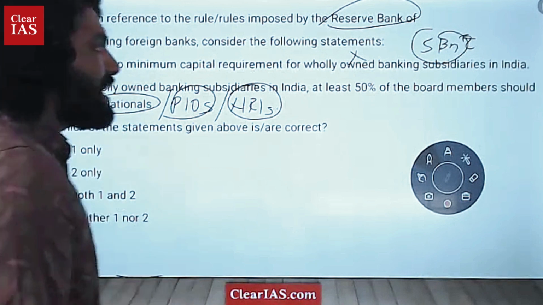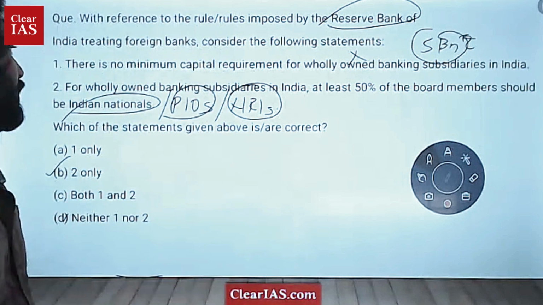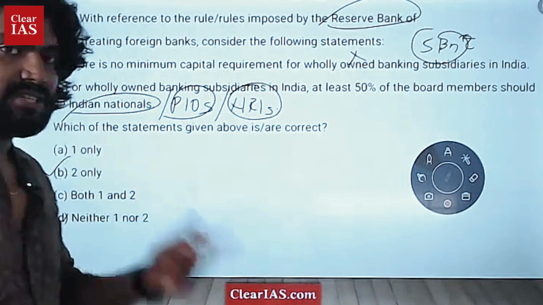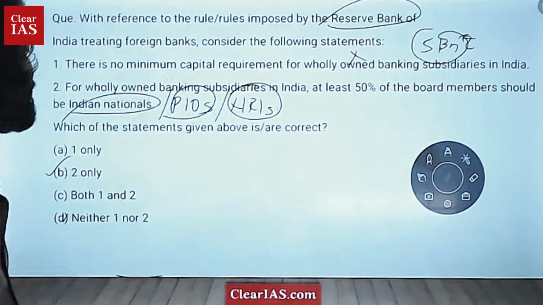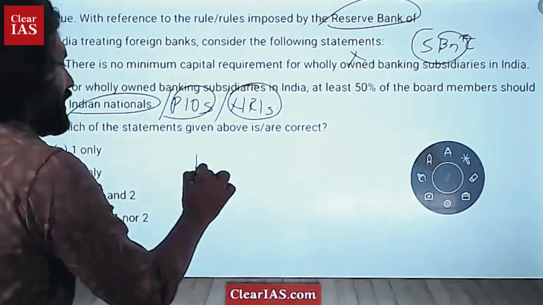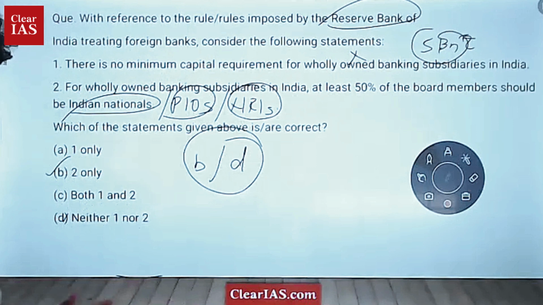But from my reading of the RBI statement, there is an option of PIOs or NRIs, they need not be Indian nationals. And the definition of Indian nationals is not there anywhere. So this could be right. So the answer could be either B or D. Not a very simple question. If you know, you know. It is a very difficult question.